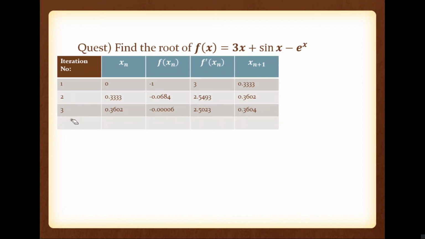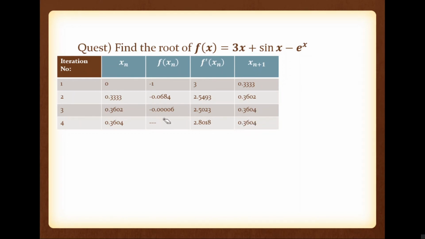Okay. So now the fourth iteration, xn is 0.3604. F of xn is not written. Actually it is 0, meaning it is rounded to 0. That is why it is not written here. Then f dash of xn is 0.8018. So the value is again 0.3604. You can say the same value.